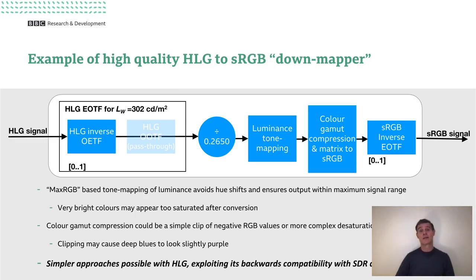That's the highlights. So we need to compress those highlights to the SDR signal range using what's called a tone mapping operation. And that needs to be applied to the luminance component, because if we apply that tone mapping to the red, green and blue components individually, we'll end up changing the hue, we'll change the color.